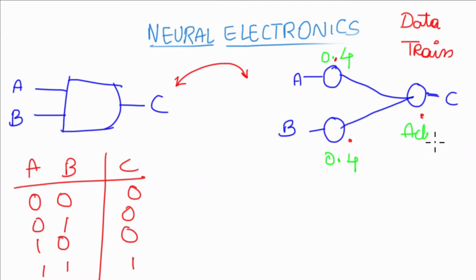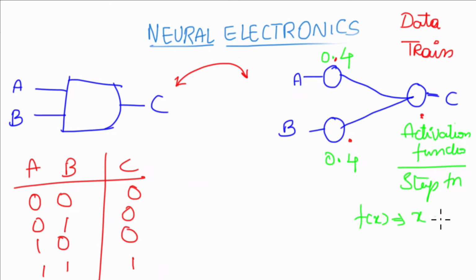It has something called the activation function. So this has the activation function, and in our case we have specifically the step function. So let's say it's f of x, and we will make sure that f of x will output a 1 when x is greater than 0.6 and 0 when x is less than 0.6. So let's put in a value of 0.6 over here.